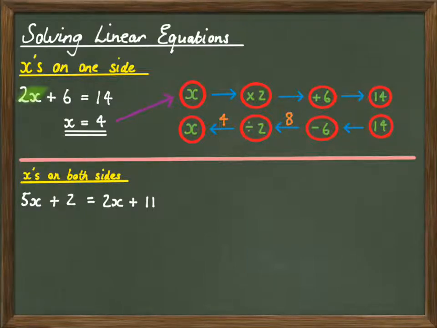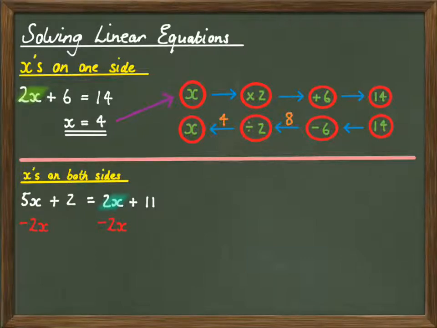Now, the way to do this, you always want to pick the side with the most amount of x's. What I mean by that is, I'm going to try and get all my x's on the left-hand side, because on the left-hand side I've got 5 x's, and on the right-hand side I've got 2 x's. So it's easier for me to move my 2x than it is my 5x. So to get rid of that 2x, that's my problem there, I want that over the other side. To get rid of 2x, you do the opposite to it, so you take away 2x.